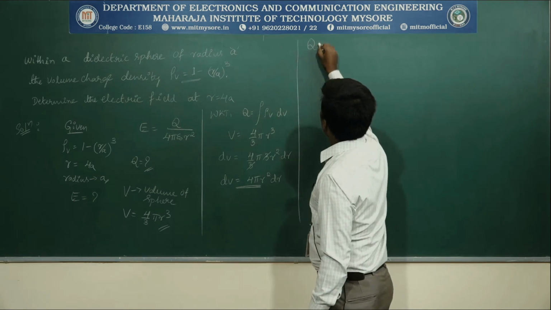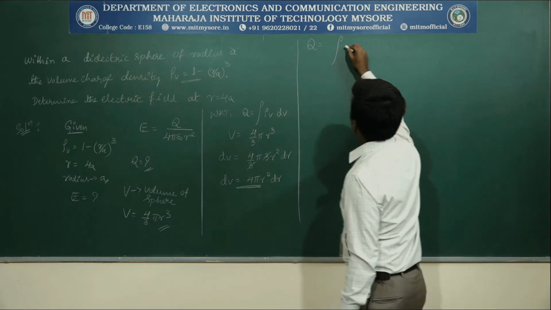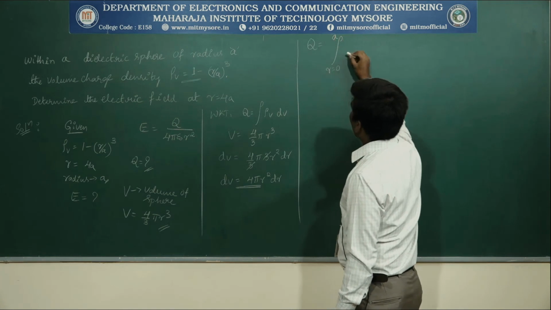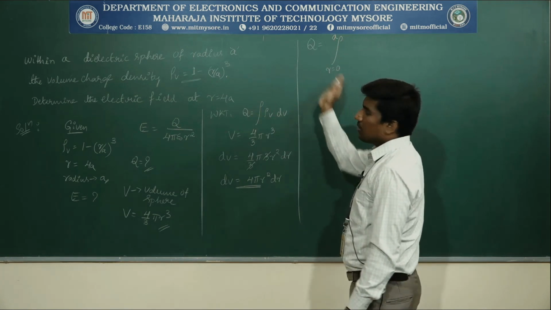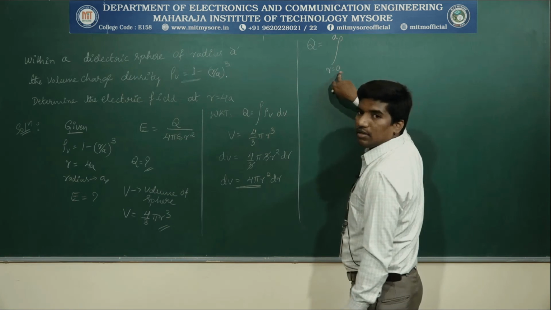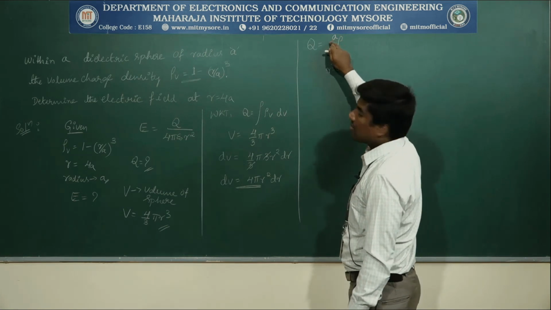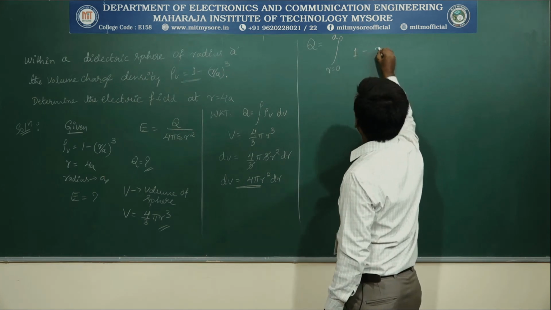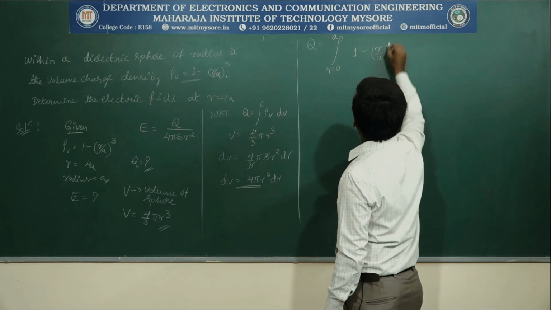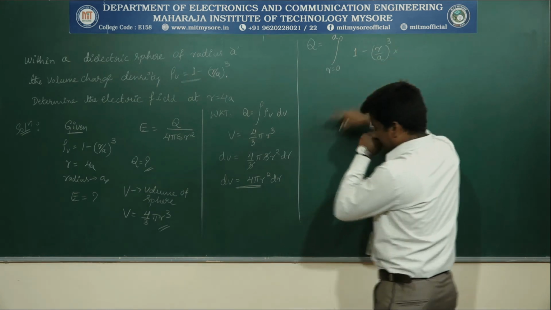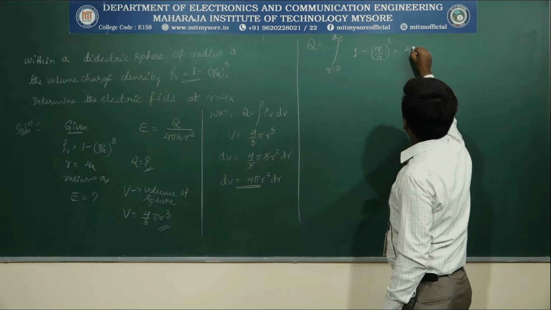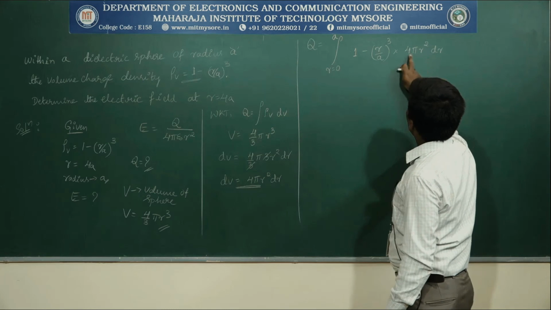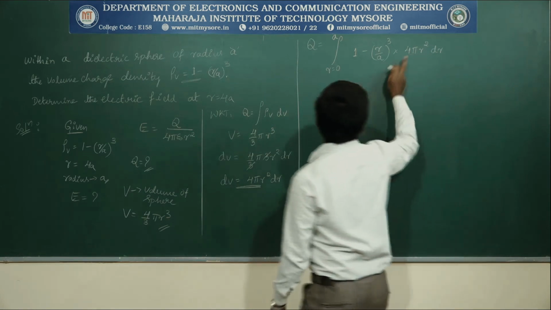Hence, Q is equal to integration with limits from 0 to a, from origin to the circumference of this sphere, 0 to a, radius. A is the radius of the sphere given. What is the rho v component? 1 minus r by a whole cube into dv. The dv value is 4 pi r square into dr. Okay, this is the thing.